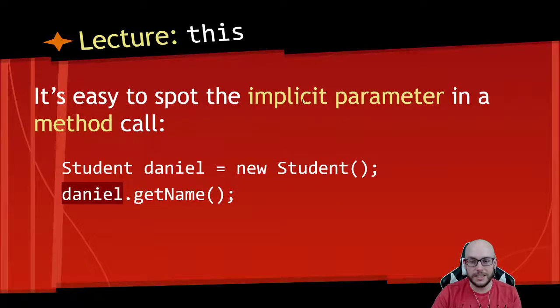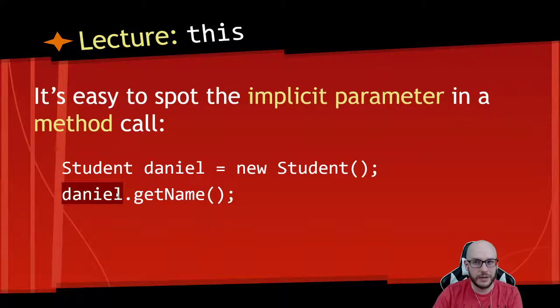Right? It's easy to spot the implicit parameter in a method call. Here we created a new student, Daniel, and saved it into this variable, Daniel. Later on, I say Daniel.getName. Well, this is an implicit parameter. Right? Get name. Get name of what? Daniel. There's only 1 implicit parameter, and in this case, it's Daniel. It's easy to spot that in the method call.